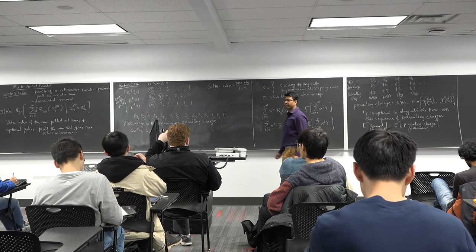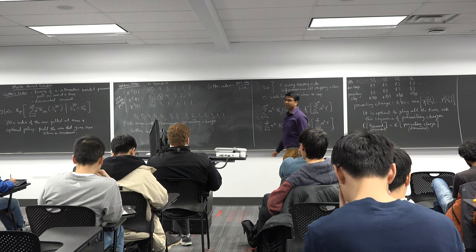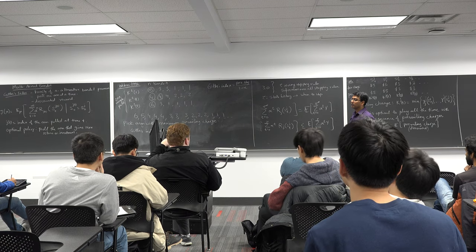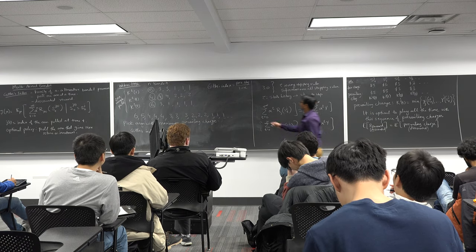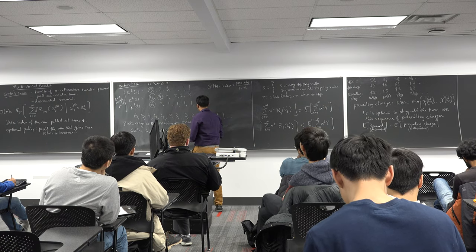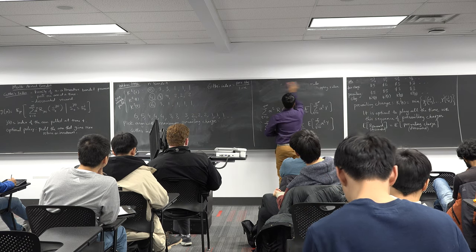Shouldn't it be a reward, though, that's not an index? Because what we have listed for the prevailing charge is a reward value, not which bandit we pick to optimally get that. Right. So the index, let me remind you what an index policy was.